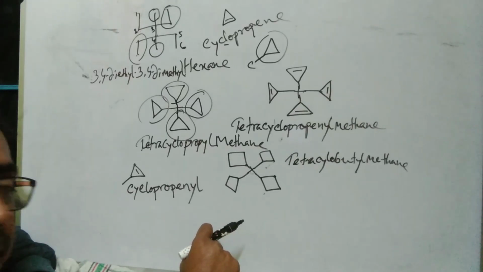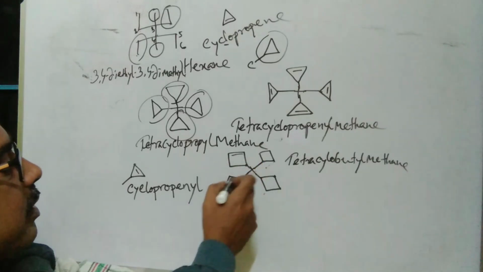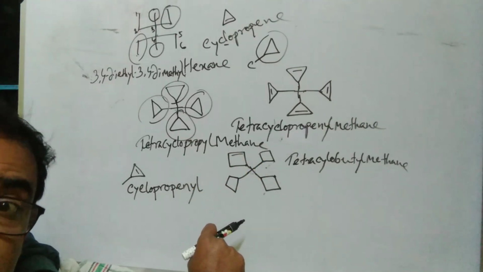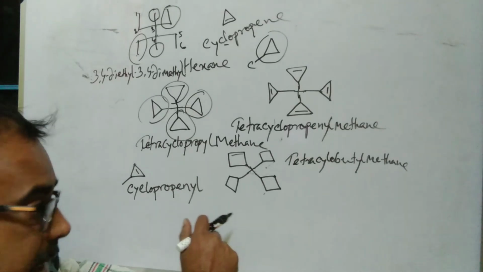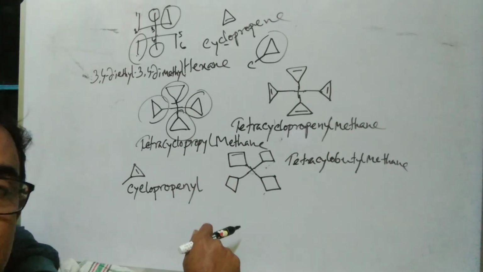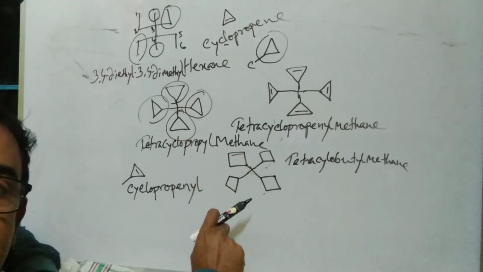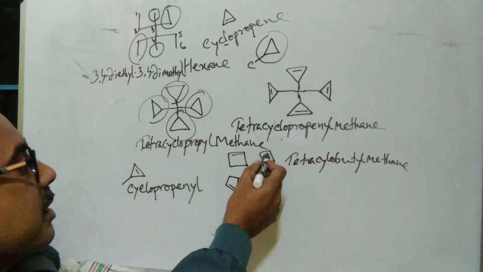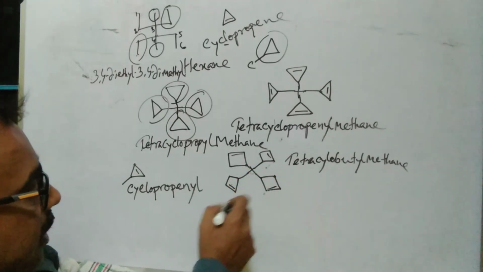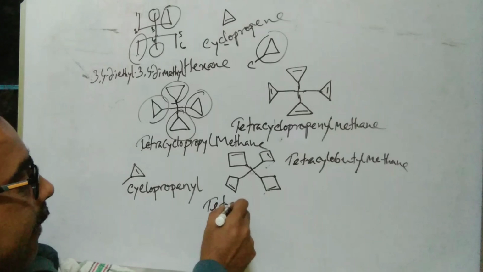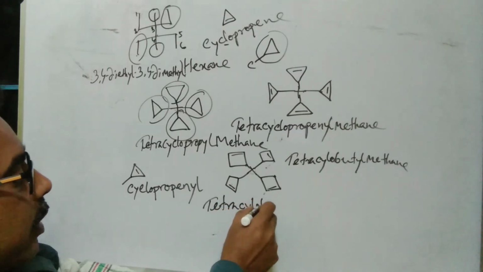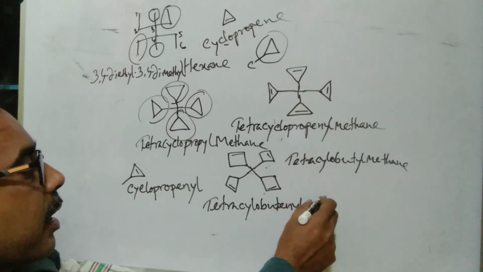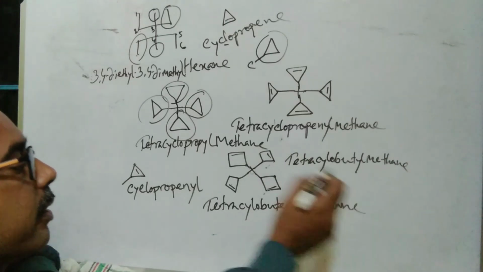So the name of this compound is tetracyclobutyl methane. And now if a double bond is there, then the group becomes cyclobutenyl, not cyclobutyl, since ene is here. So 4 cyclobutenyl groups are here, so the name of this molecule is tetracyclobutenyl methane. Okay.